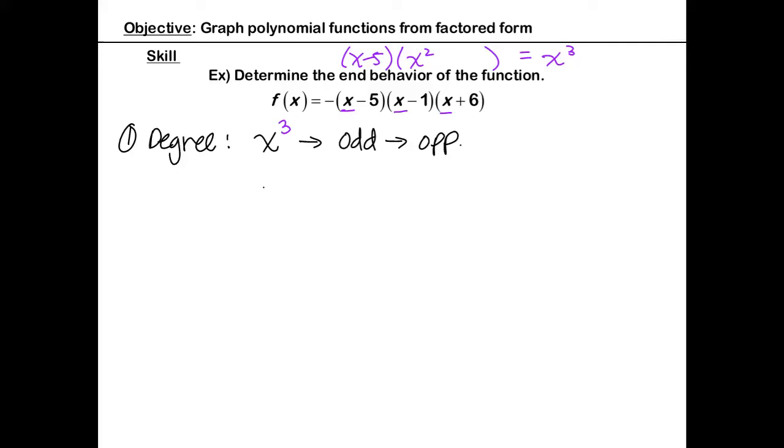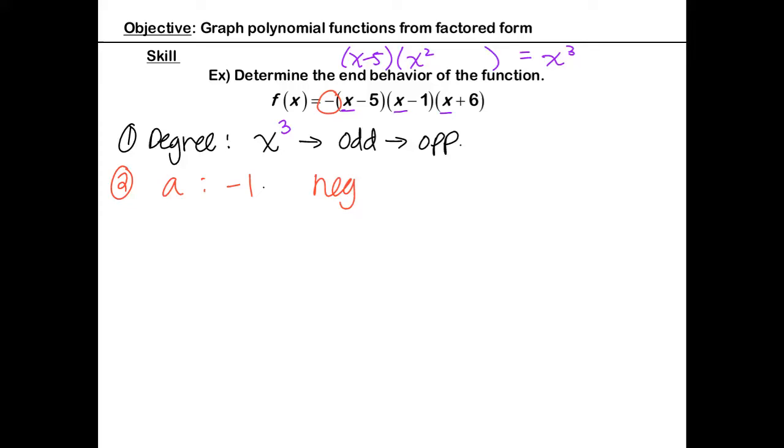Then the second thing I want to do is look at my leading coefficient, my a value. So my a value out front, I'm just checking right here in the very beginning, right after the equal sign, I have that negative right there. That tells me that's a -1. So my leading coefficient, because of that negative, is negative. Okay? This negative right here tells me this is a negative leading coefficient.